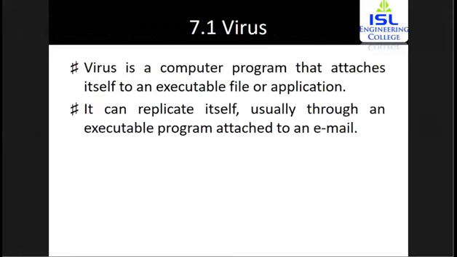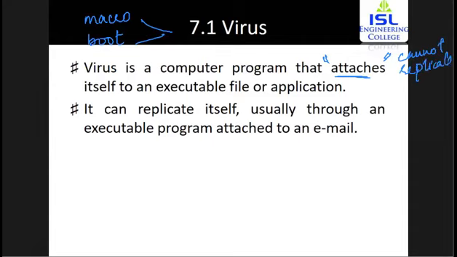So the first one is virus. Now as you've already studied, I've given you a brief introduction. In here we have studied macrovirus and boot virus. This macrovirus is going to copy itself within the macro file, that is word processor files, Excel files, or database. Boot is going to start from the booting sector, that is where your operating system is stored. Now this virus is a computer program that attaches itself. This term attaches means that it cannot replicate until and unless any person executes the file. That is, he opens the file, then only this virus is going to execute and it is going to spread.